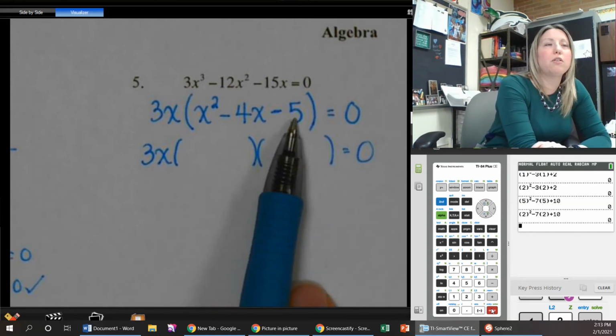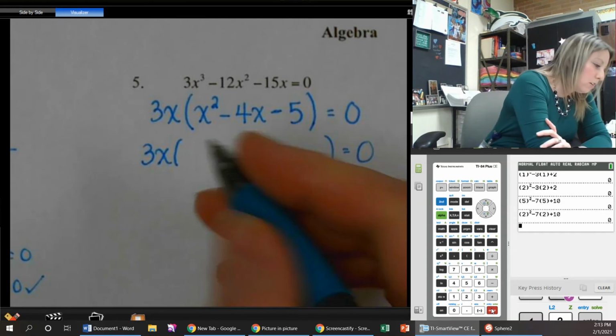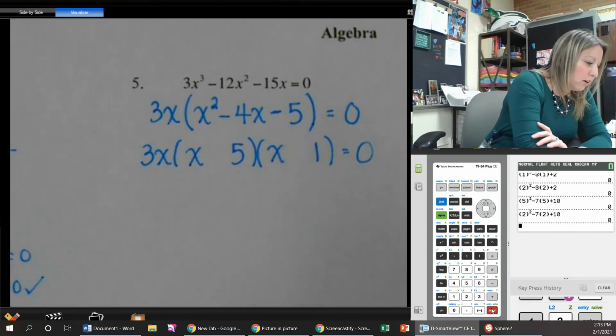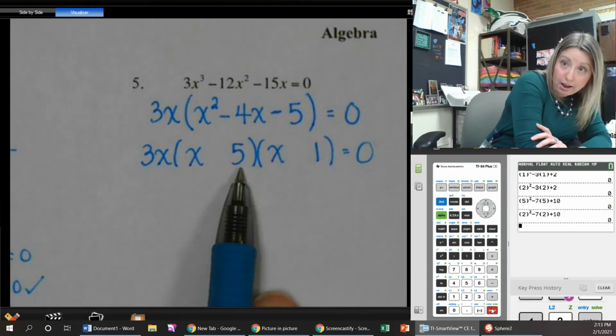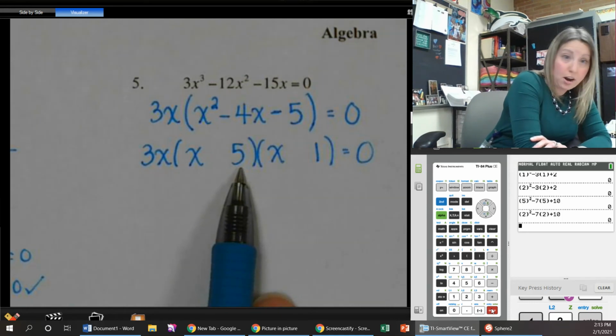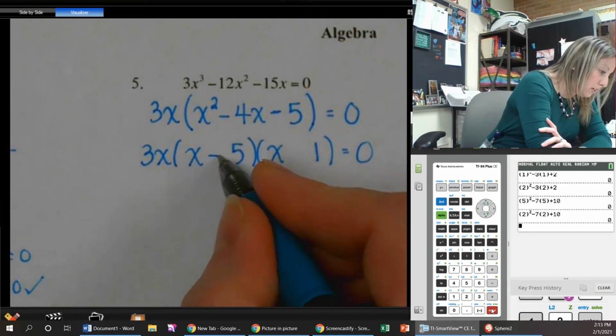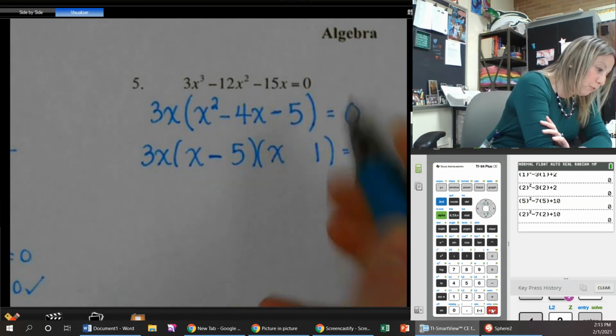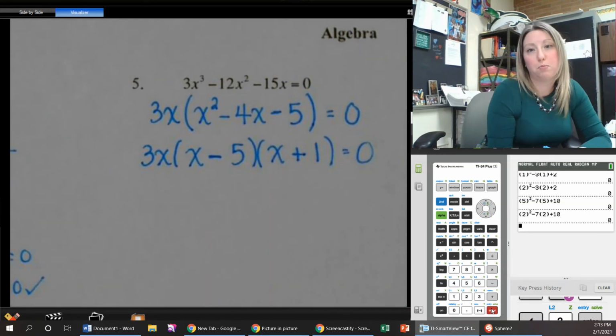Then, of course, here, what are the factors of 5 that subtract to give me 4? Well, the only factors of 5 are 5 and 1. And what's bigger, a 5 or a 1? A 5. And so the bigger factor has to match the sign in the middle. That makes this negative. Since the n term is negative, these have to be different signs. That means this 1 must be positive.